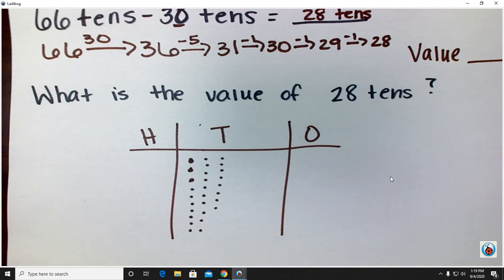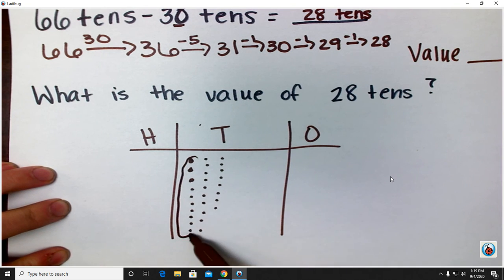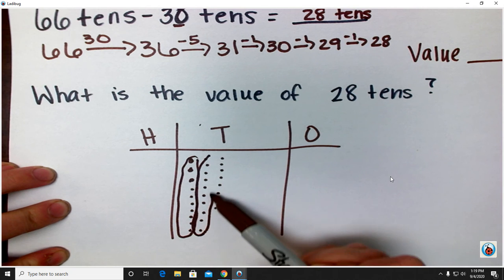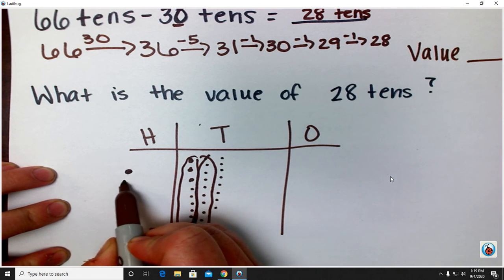But let's go back to addition. When we have 10 tens, what does that mean? Yes, it means we can move them to the hundreds place. So how many groups of 10 do we have? We have 1, 2. So that means I'm going to move these 2 bundles to the hundreds.